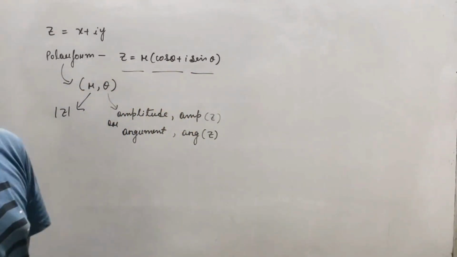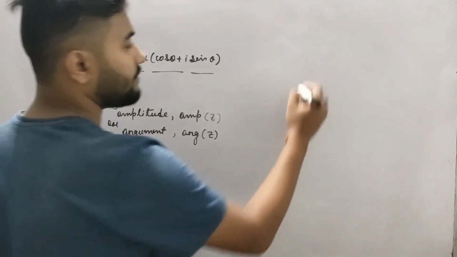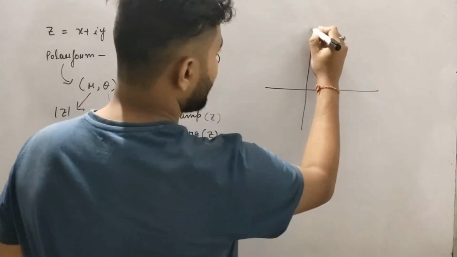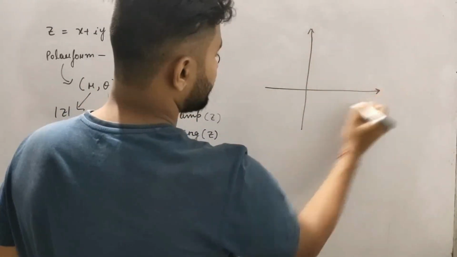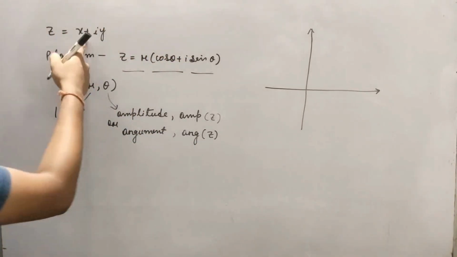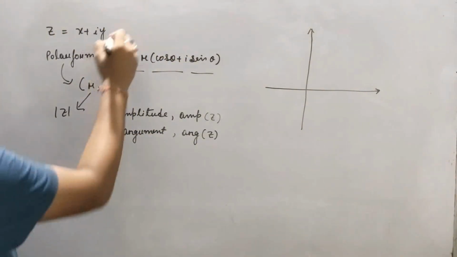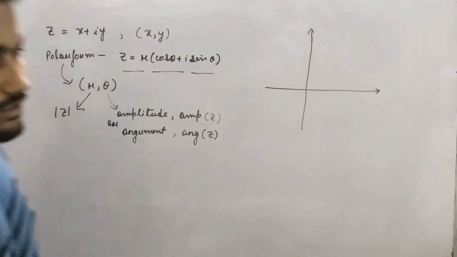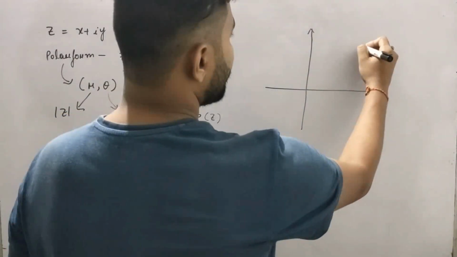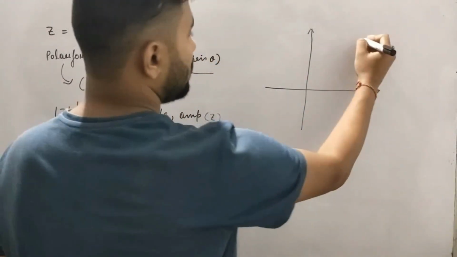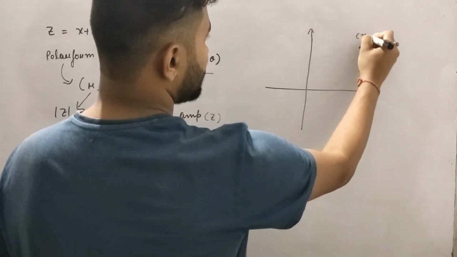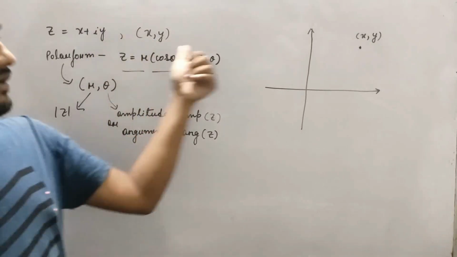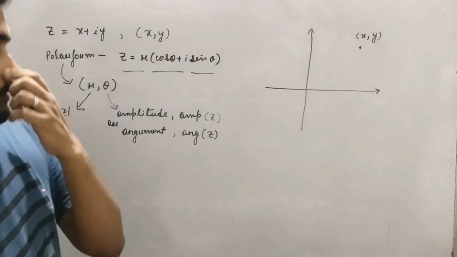So see how this form has come. Let us see graphically how this form has come. If I represent this in the Argand plane, z is equal to x plus iy. So what will be its coordinate? Its coordinate will be x comma y. Both x and y are positive, so this point will be in the first quadrant, somewhere here. Over here I have represented x comma y. This is the complex number z equal to x plus iy.